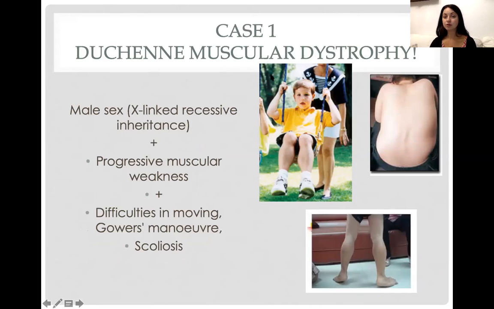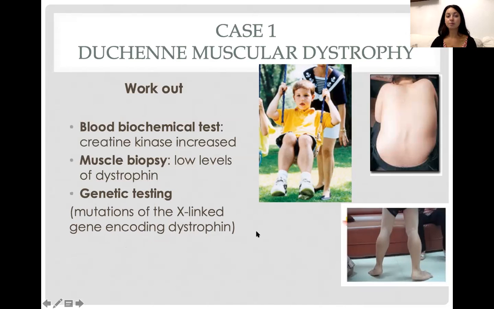What you need to remember about this dystrophy: it's the most widespread hereditary muscular dystrophy in childhood. There are a lot of them, and generally speaking, it's a rare disease, but still it may happen. It happens mostly in boys. Why? Because it is a disease of X-linked recessive inheritance type. It's associated with progressive muscular weakness, difficulties in moving, Gowers' maneuver, and scoliosis.